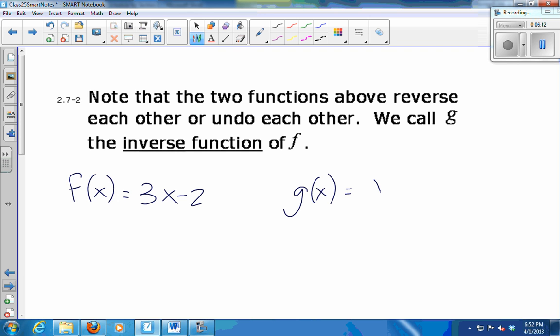What would you do first to undo multiply by 3, subtract 2? Add 2. That undoes the subtraction. Oh, I just gave it away. And then to undo the multiplication, divide by 3. That's the formula for g of x. It undoes what f did. F multiplied by 3 and then subtracted 2. To undo it, you undo the steps that f did in reverse order.